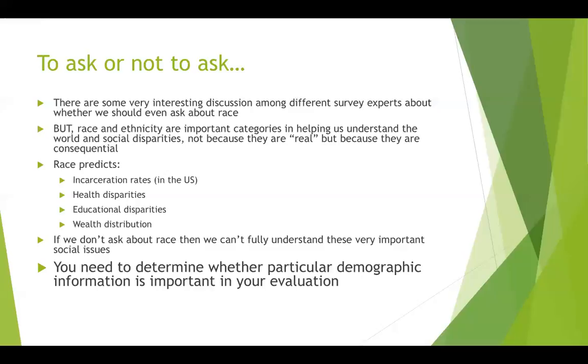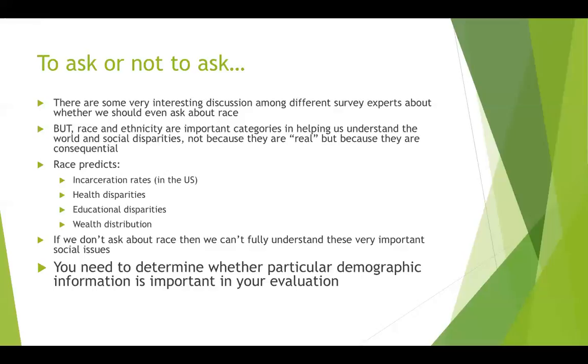What I'm going to argue is that demographic categories are oftentimes consequential. What I mean by that is that race and indeed gender don't predict all these things, but race in the US predicts differential incarceration rates. It predicts health disparities, educational disparities, wealth distribution. It's consequential, meaning it helps us understand these really important social issues. And if we don't account for race, then we're really not fully understanding these issues.